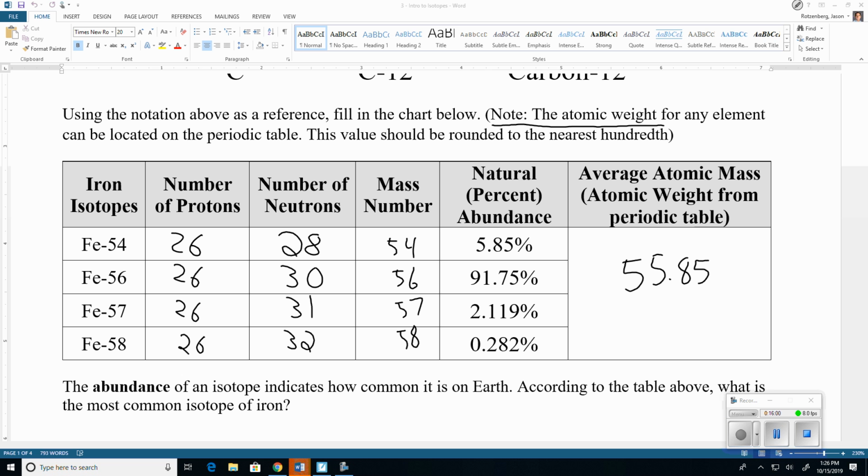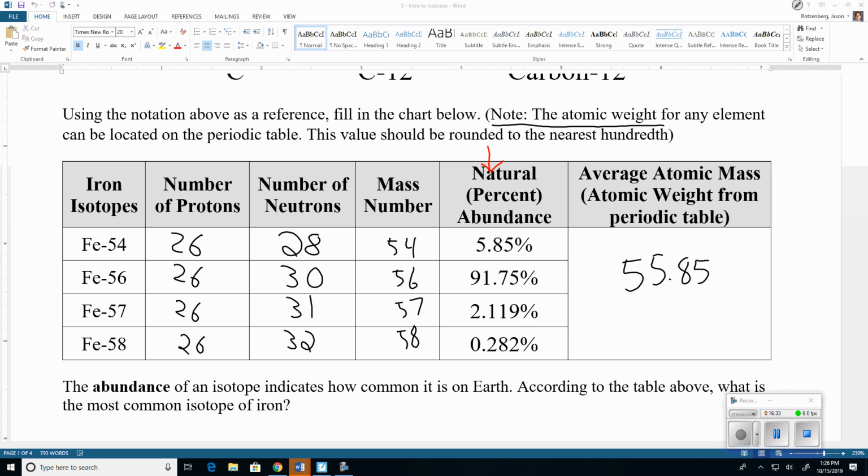Now let's look at that second to last column. Percent abundance. What we know looking at this table is that there's 4 naturally occurring isotopes of iron, 4 different versions of iron. Some are more abundant than others, however. Because some are more abundant, they play a larger role in the average mass.